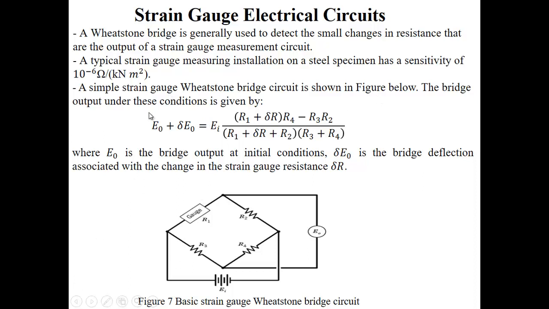Okay, the bridge output under this condition is given by, okay, where E naught is the bridge output at the initial condition, and the change of E naught is the bridge deflection associated with the changes in the strain gauge resistance, delta R. Okay, so this is the general equation for the bridge output under this condition.